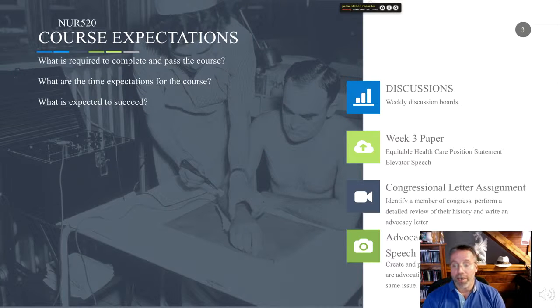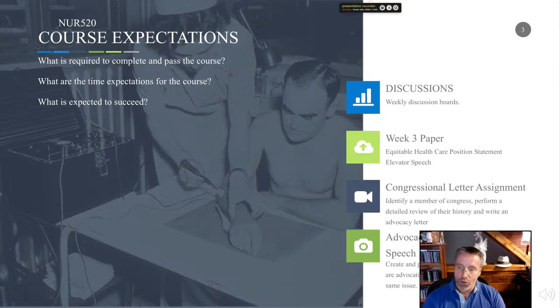You will also be expected to write an elevator speech. A lot of folks have anxiety about the elevator speech, but it's fairly simple. Essentially, you want to write a brief speech like you're stuck in an elevator with someone and you're trying to convince them of a position. So the speech should be brief, concise, and factually based. The goal is you're trying to convince someone you're in that elevator with of your position, so it should be very supported by the data. It doesn't need to be long or lengthy, but it does need to be concise and fact-based.